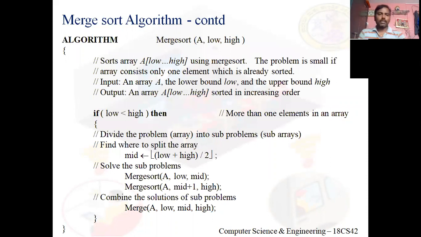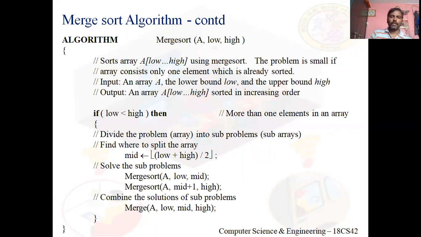So first, look at the first statement: if low less than high. If index low is less than index high, it means in the array there are at least more than one element. It's very clear. If more than one element, what should I do? I should divide, right? So first compute mid.